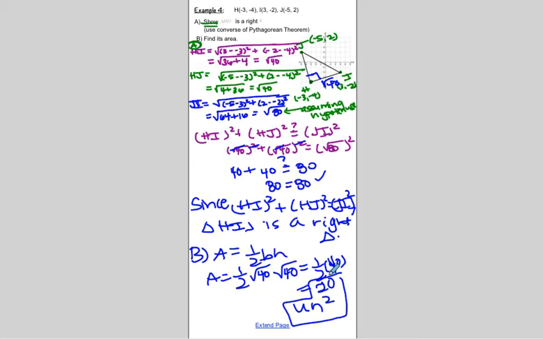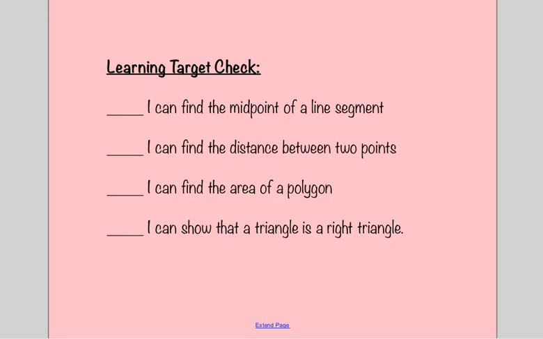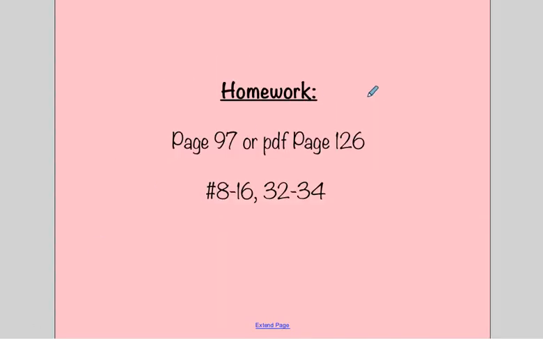So that is it for the notes for today. Your homework: 8 through 16, 32 through 34. 33 and 34 are the 2 that I said were the proofs. So please make sure you are writing out all your work and showing that.